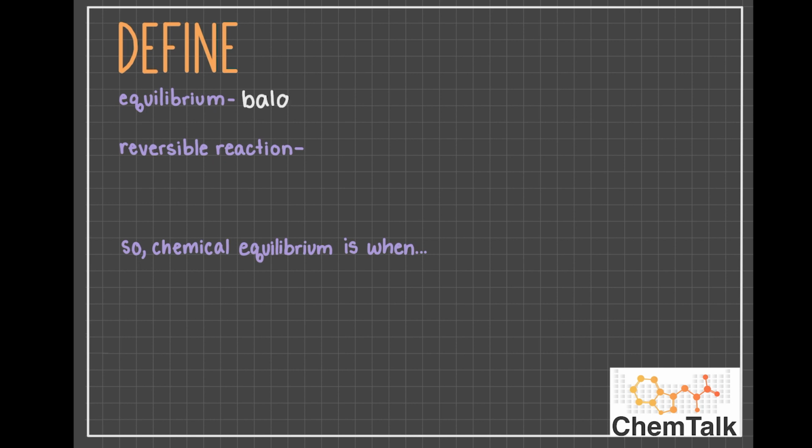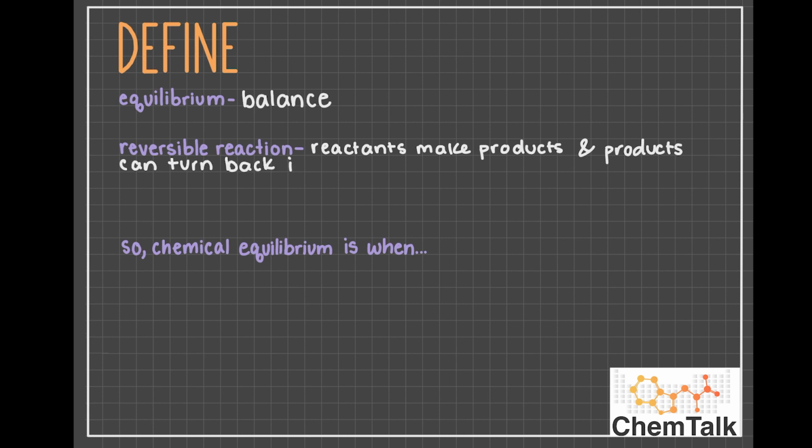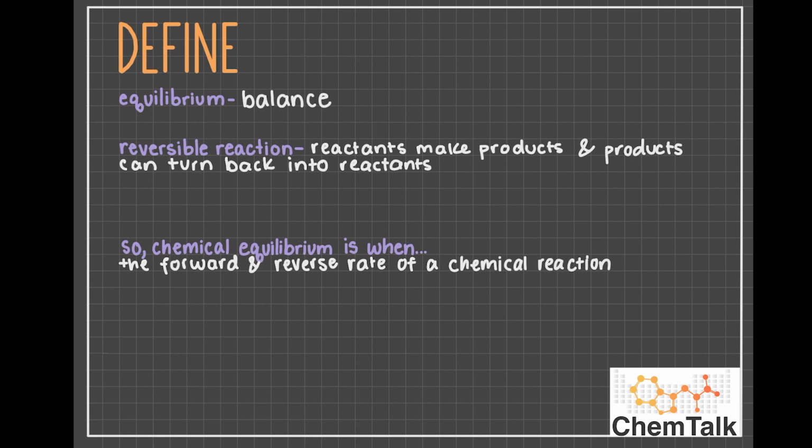In general, equilibrium is defined as balance, and like many things in life, chemical reactions also need balance, specifically in reversible reactions. A reversible reaction is where reactants can form products and products can change back into reactants. And this is important because chemical equilibrium is achieved when the forward and reverse rate of a reversible reaction are equal and have reached a balance.